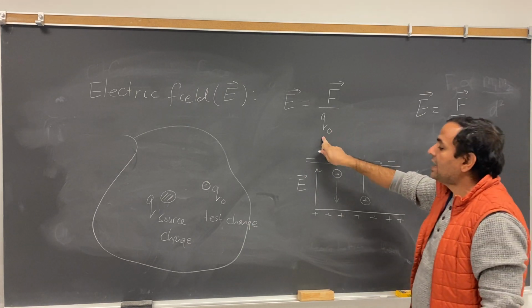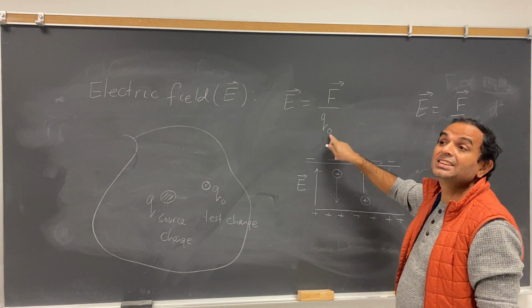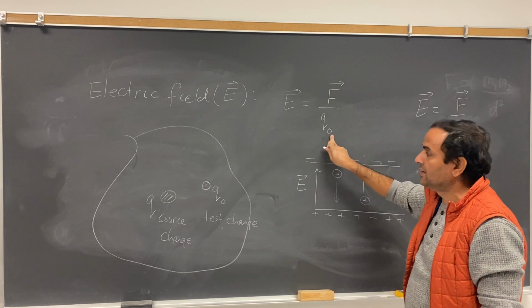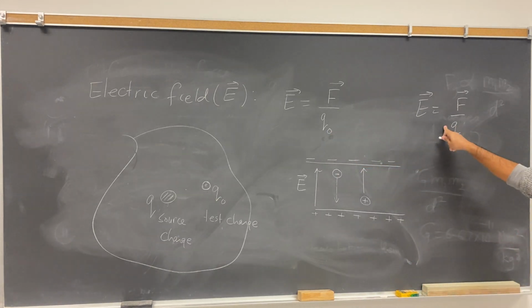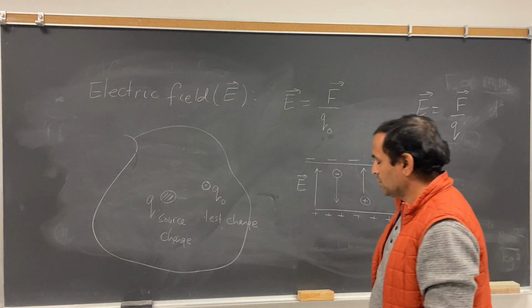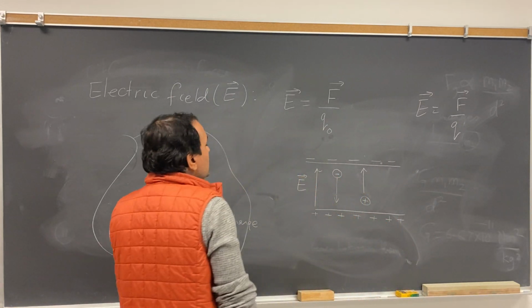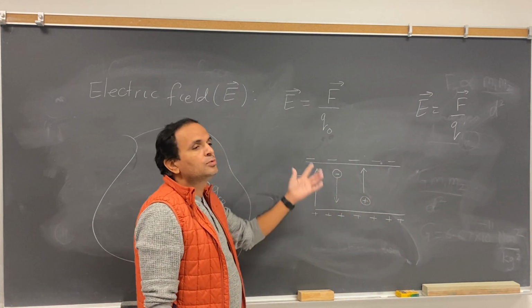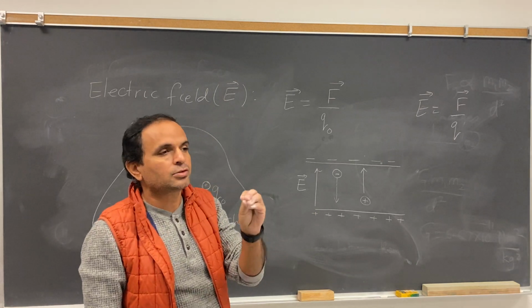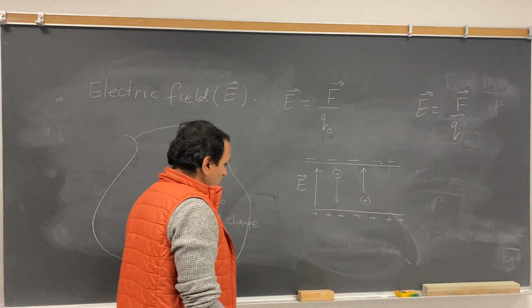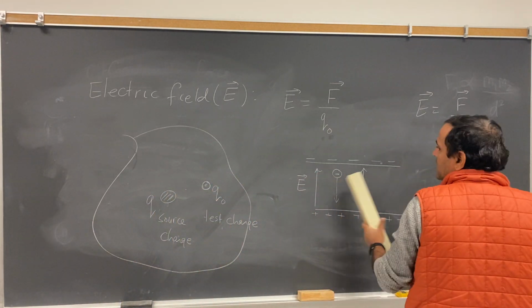Here, just to define it, I use the little, tiny charge. This is a test charge, we call this. This is how we define it, or you can write it this way also. And again, the electric field is a vector quantity, and the direction is always from positive plate to negative plate, or from positive charge to negative charge.